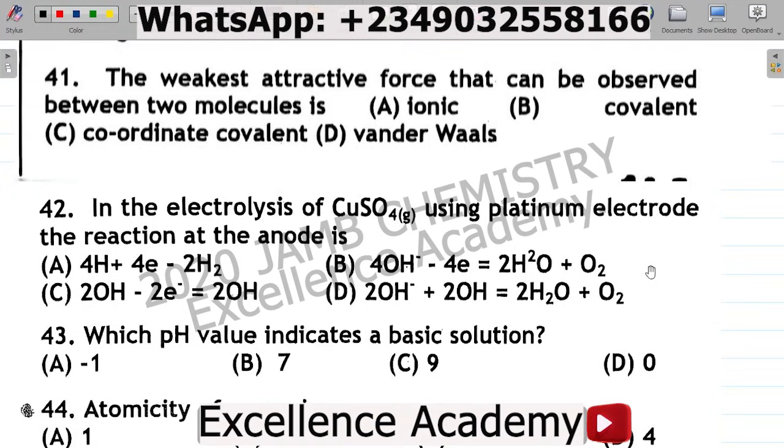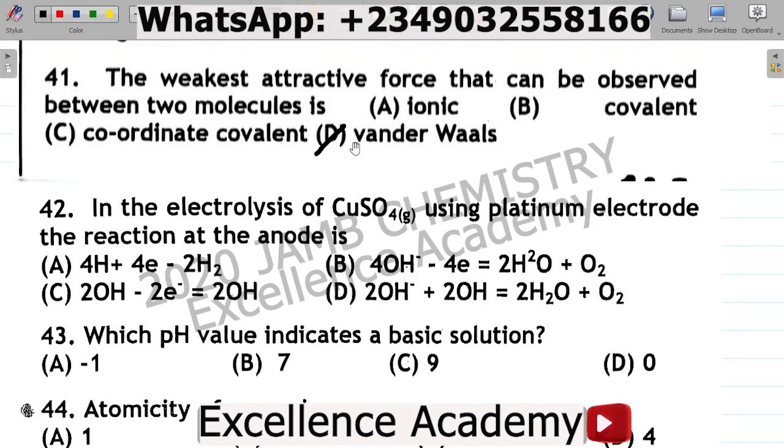Let's look at question 41 to 50 of the 2020 JAMB Chemistry examination questions. Question 41 says, the weakest attractive force that can be observed between two molecules is A. Ionic, B. Covalent, C. Coordinate covalent, D. Van der Waals. For this question, the correct answer is D. Van der Waals forces.